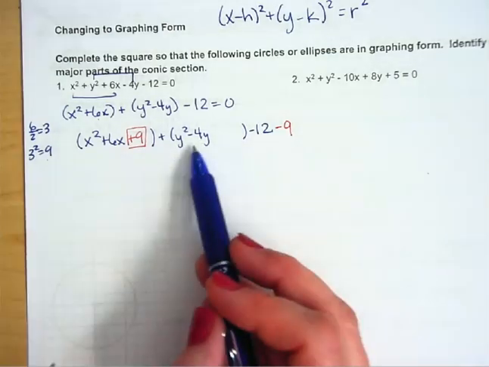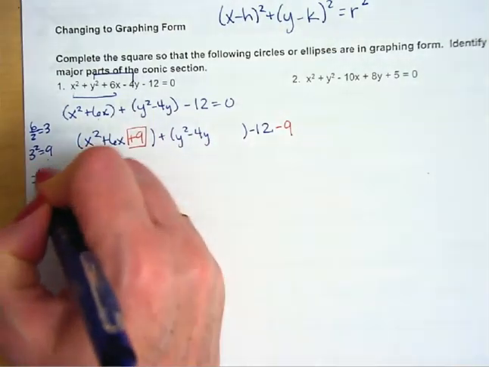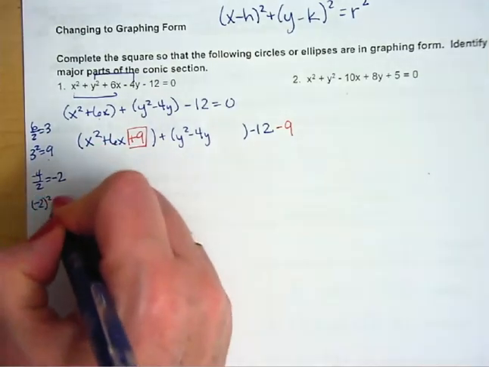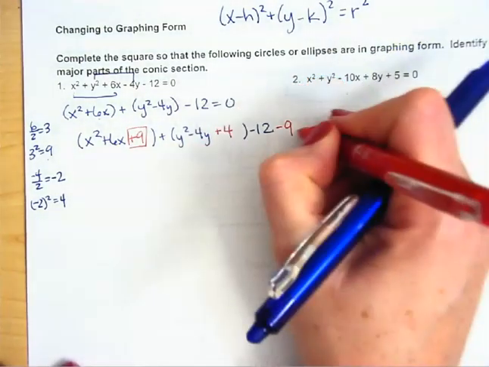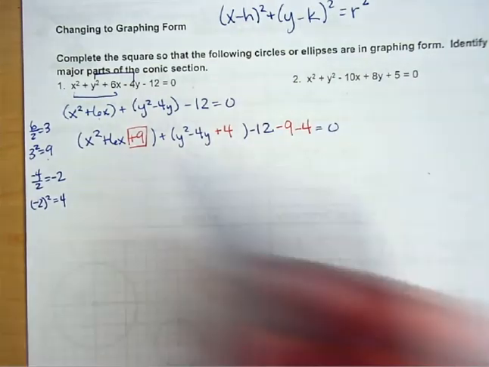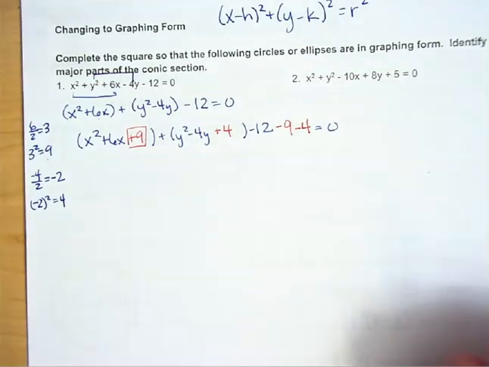And we're going to do that same thing for the y group. The b term is -4. Half of that is -2. -2 squared is +4. So I'm going to add 4 to the y group and subtract it on the outside of the group.